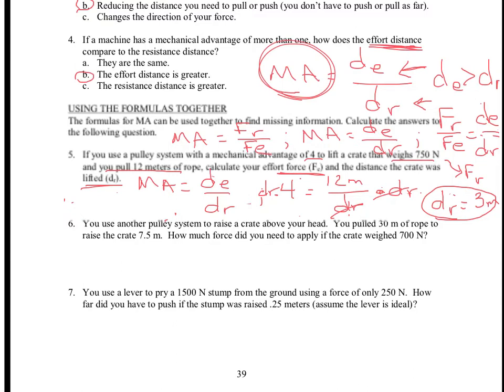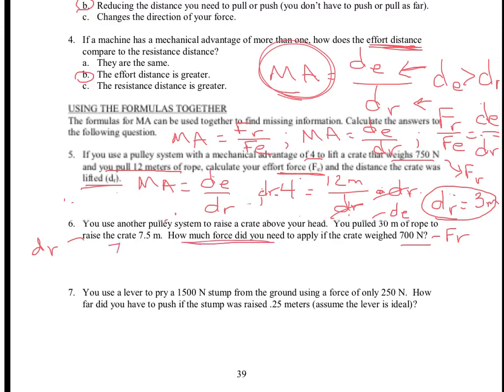If you use another pulley system to raise a crate above your head, you pulled 30 meters of rope to raise the crate 7.5 meters. How much force did you need to apply if the crate weighed 700 newtons? Now this is where I can use the double equation, because I know my resistance force, that's FR. I know my effort distance, DE. I know my resistance distance, DR. And I'm looking for my effort force.